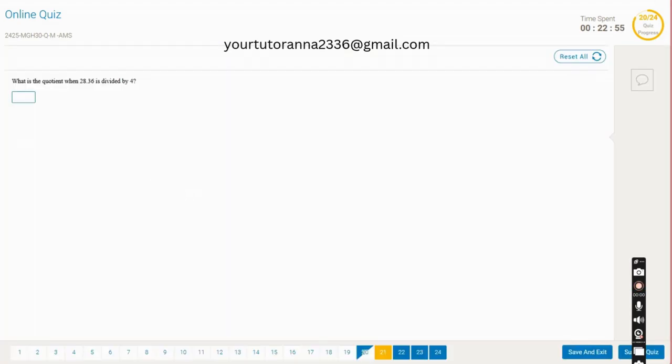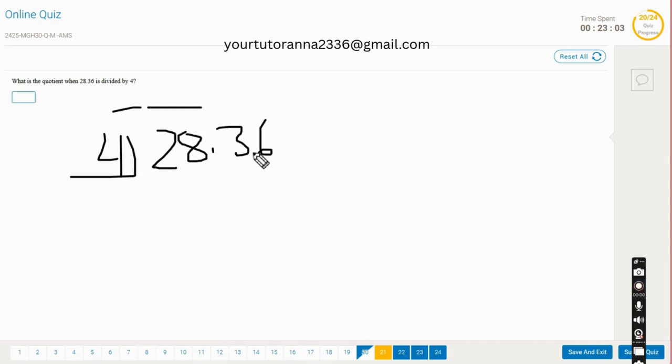The next one, again, the same thing. It's just, what is the quotient? You're just supposed to divide 28.36. Right? Here you can clearly see. So you're going to do 4 times what is 28? 7. So we put 7 above, 28 at the bottom. We make it 0. We put the decimal point up, 3 down.